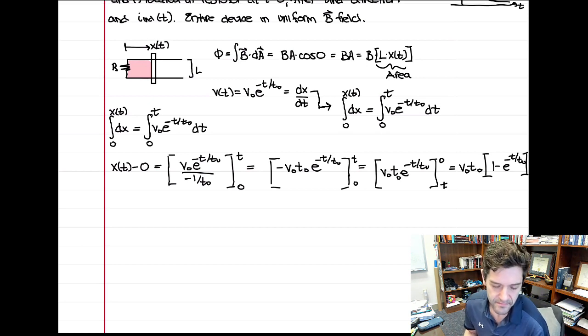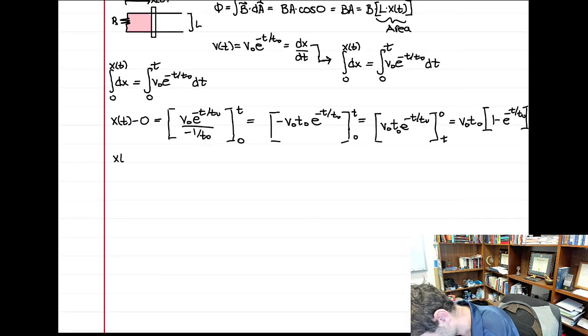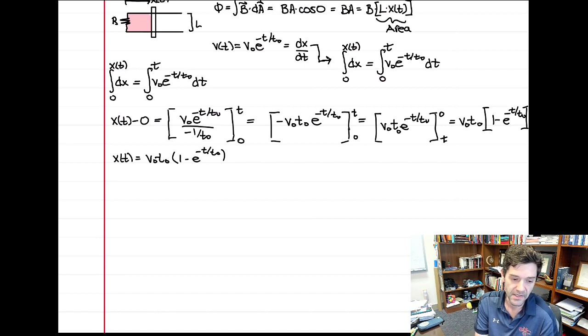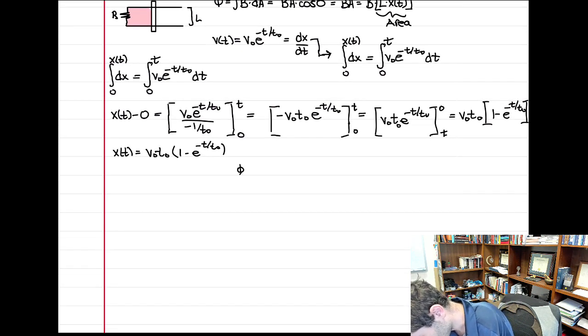Does it dimensionally make sense? Yes. The stuff in the exponential is dimensionless because it's t over t naught. 1 is just a number, and then v times t does indeed have units of distance. So at the end of the day, I've written down that x as a function of time is v naught times t naught times 1 minus e to the negative t over t naught. Notice if I plug in 0, I get 1 minus 1, x equals 0. So the flux equals B times A, which we can now write as B times L times v naught times t naught times 1 minus e to the negative t over t naught.